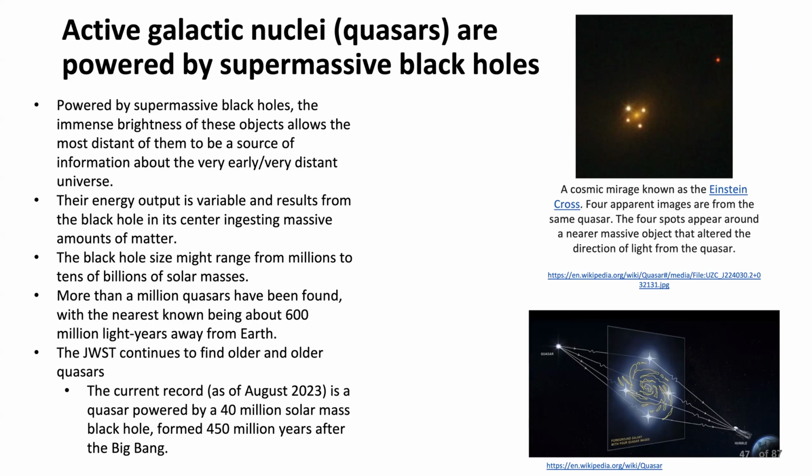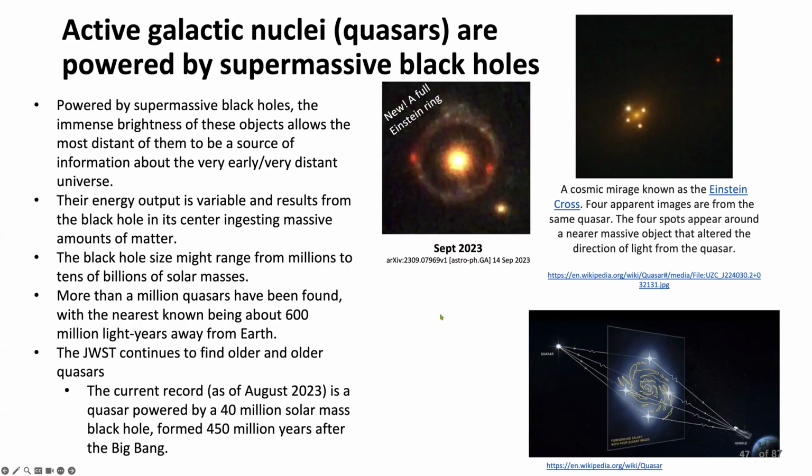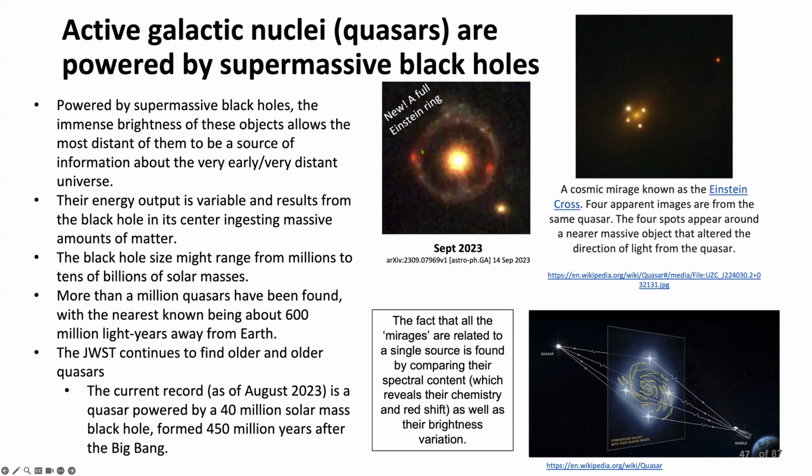So we can look at the changing brightness of these four spots. And if the redshift and the chemistry and the output, the energy output in each of these is the same, we can presume it all came from light from one single object. Here's a case where the intervening galaxy had a nice kind of round symmetry. So we see what's called an Einstein ring instead of these spots.